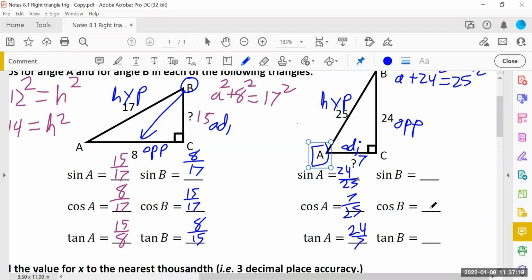And hopefully you can all go ahead then and fill in the ones for B. Go ahead and try that now, and then we're going to try a couple homework problems for practice.